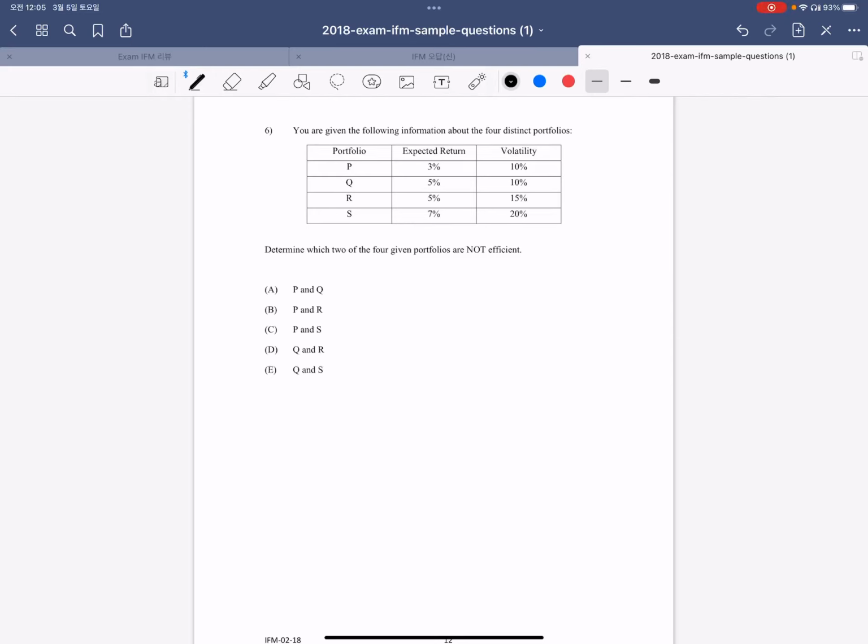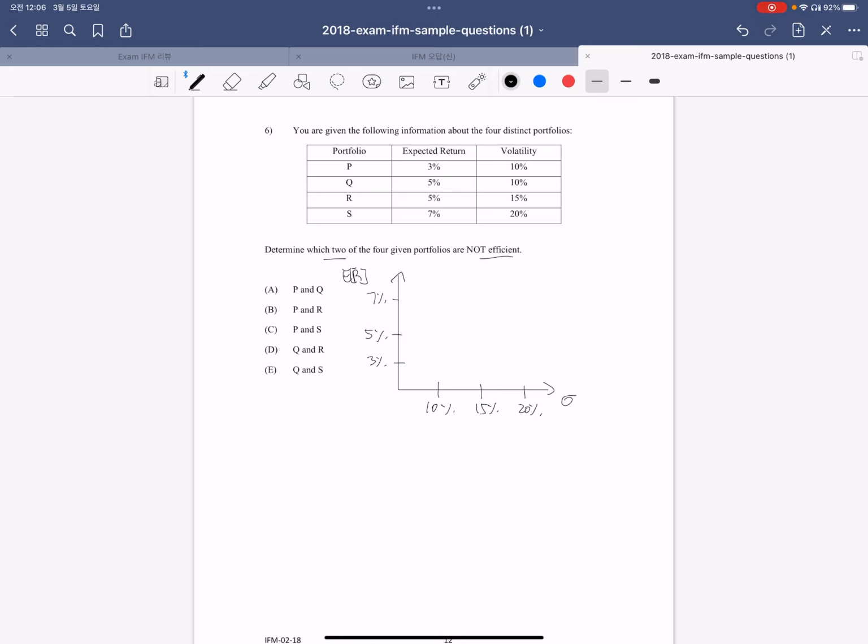Okay, we're given the expected return and volatility of the portfolios, and we want to determine the portfolios that are not efficient. We can do this by drawing the diagram, and I'll say the y-axis is expected return and the x-axis is the volatility, and we have 10%, 15%, 20% as a volatility, and we have 3%, 5%, and 7% as an expected return.